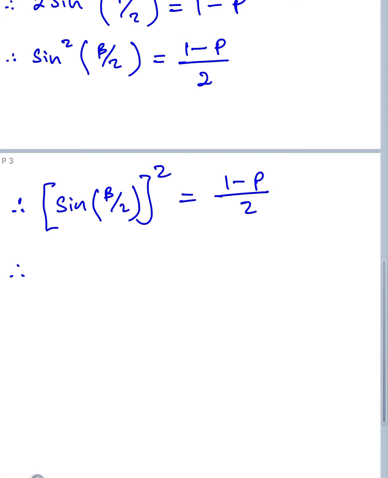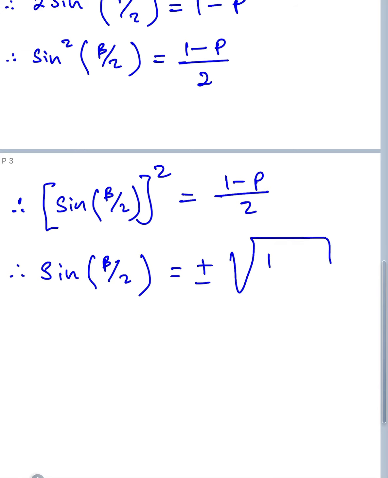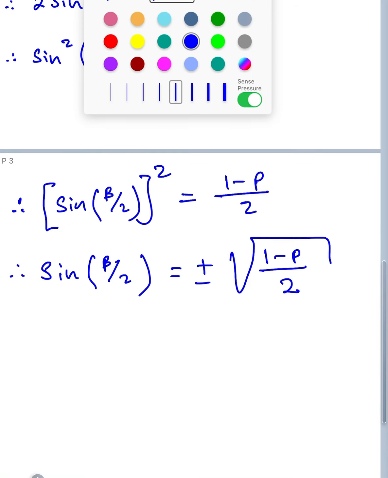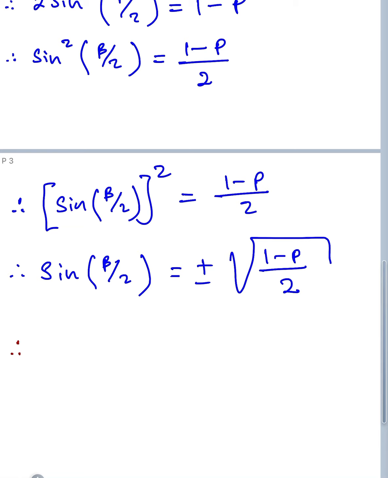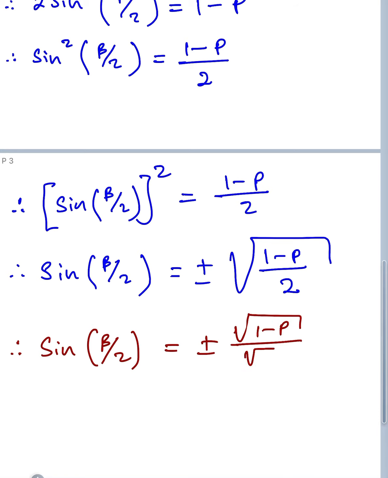What are you going to do now? You are looking for sine of beta over 2. You're going to take the square root of both sides. So this will then mean that sine of beta over 2 is going to be plus or minus the square root of 1 minus p, sorry about that, 1 minus p divided by 2. And then if you want to express it in another way, sine of beta over 2 is plus or minus the square root of 1 minus p divided by the square root of 2.